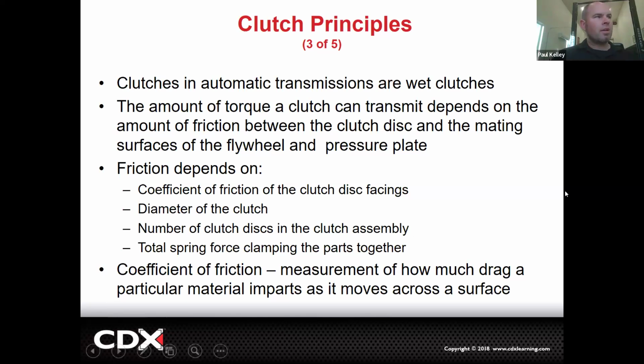Then another thing right here, total spring force clamping the parts together, and you're like, what? Well, remember that pressure plate basically functions as a spring. The metal surface that's squeezing the disc is being squeezed by a spring. So if you could just picture a big old coil spring back there, that's going to squeeze it. If the spring is stronger, it's going to squeeze it tighter, and that's going to allow it to transmit more torque.